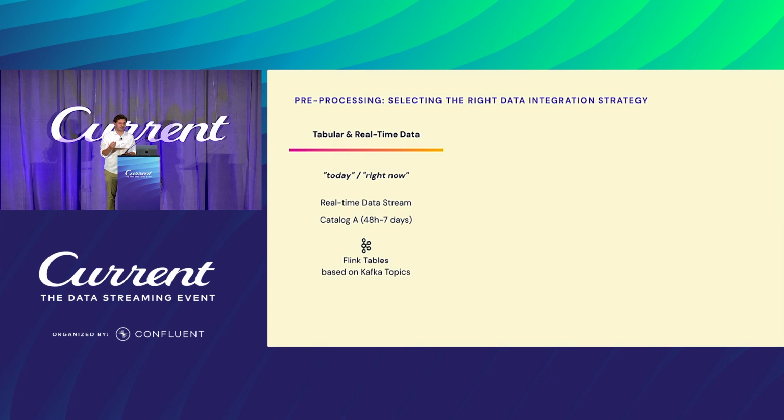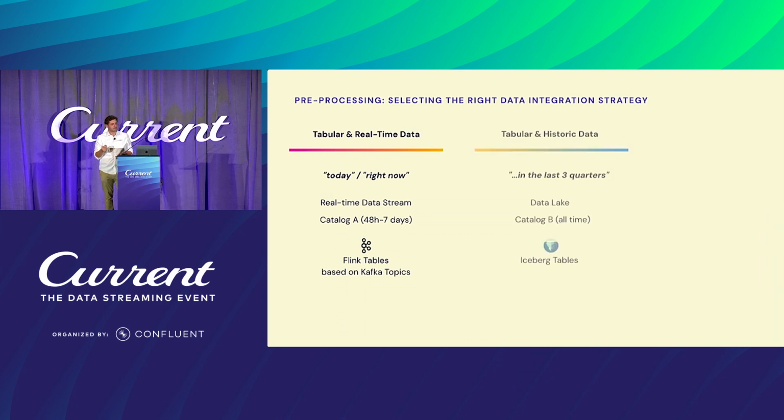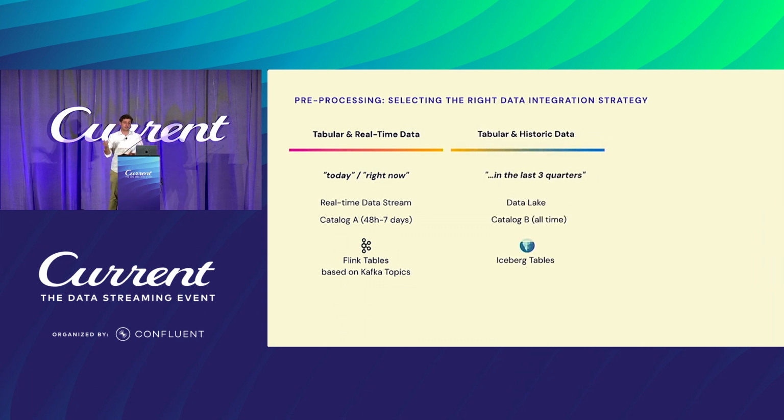That's also something that obviously the Copilot needs to take into account: how long the retention window, for example, of a Kafka topic is. Then you have maybe tabular data that is historic, that sits in your data lake. For example, if you need data from the last 3 quarters because the user asked a question in that regard, you need to provide context regarding an Iceberg table, for example, that sits in a different catalog. So you basically have to adapt your strategy on the fly, what data to query.